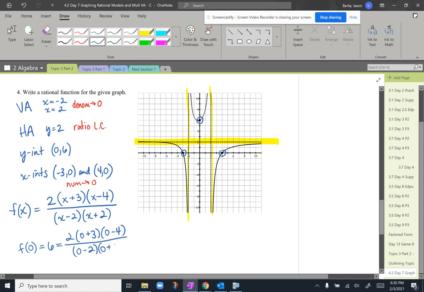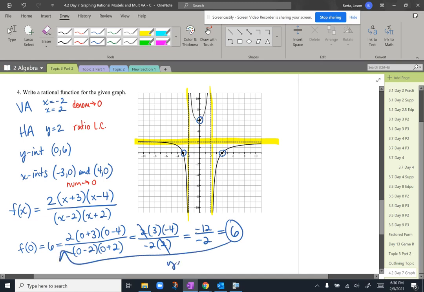So I'm just plugging in 0 for all of the x's in our function. And I'm going to simplify here now. We've got a -2 here and a 2. It looks like we have 2 on the top and bottom, so this can be simplified. We've got -12 on top, we have -2 on the bottom, and sure enough, there's our output of 6. So we have successfully found a formula of this rational function that matches up with this graph.